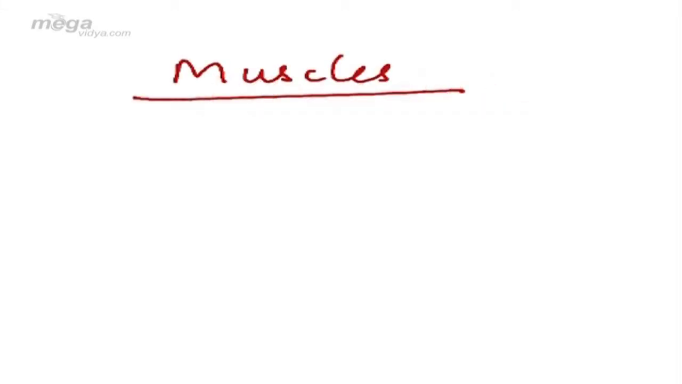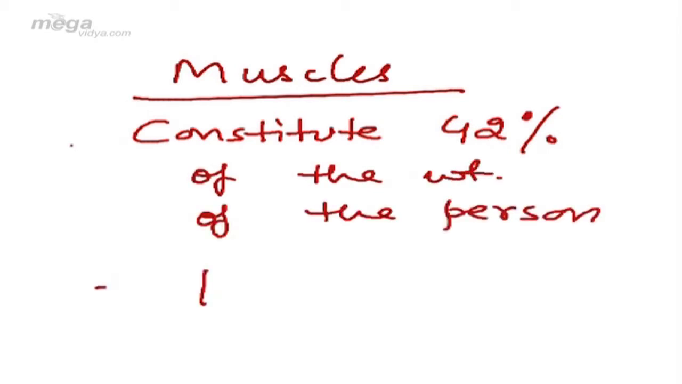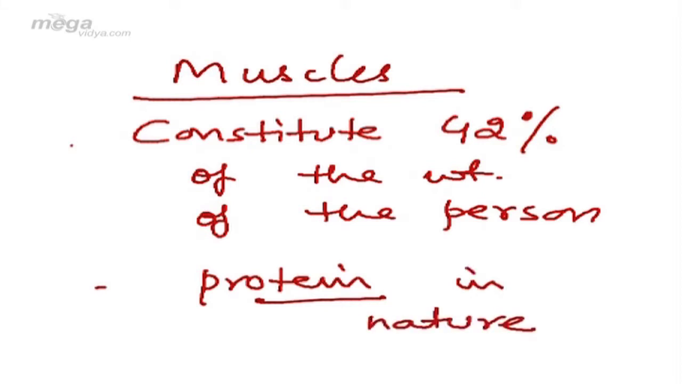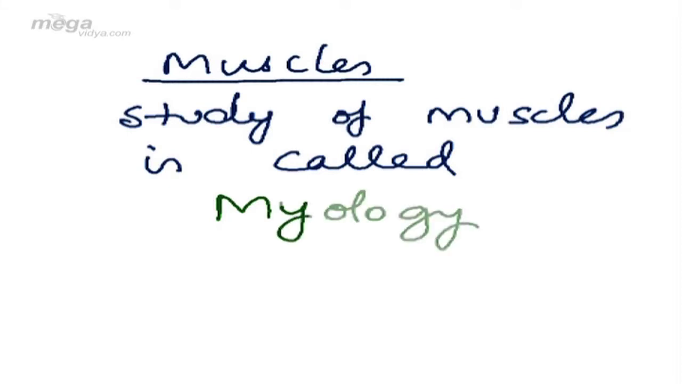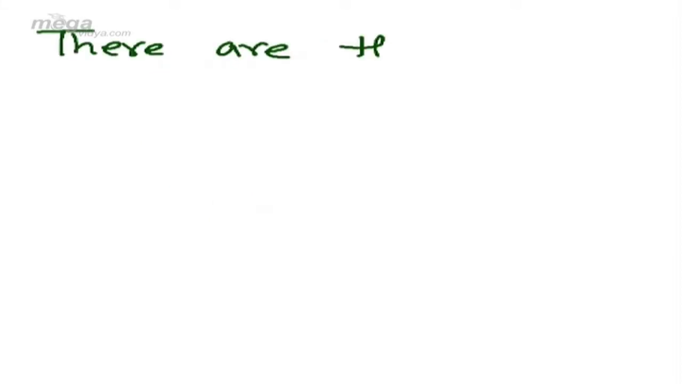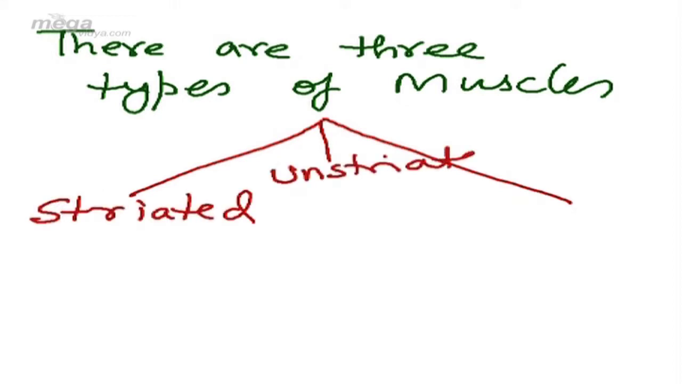Muscles constitute nearly 42% of the weight of a person. Muscles are protein in nature. The study of muscles is called myology. There are three types of muscles: striated muscles, unstriated muscles, and cardiac muscles.